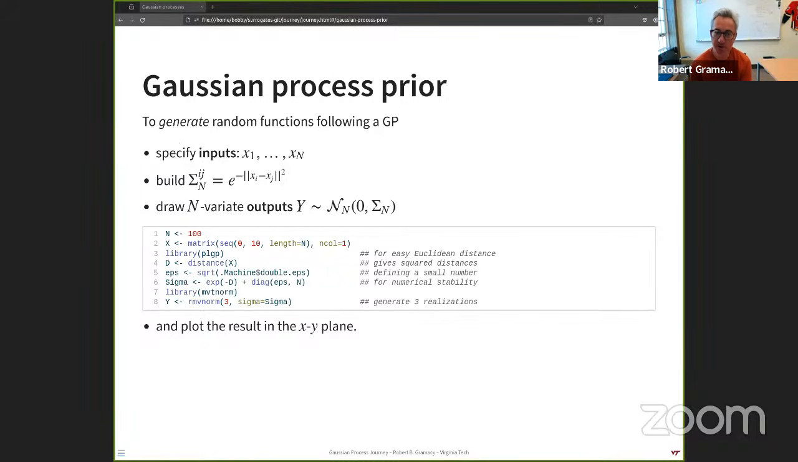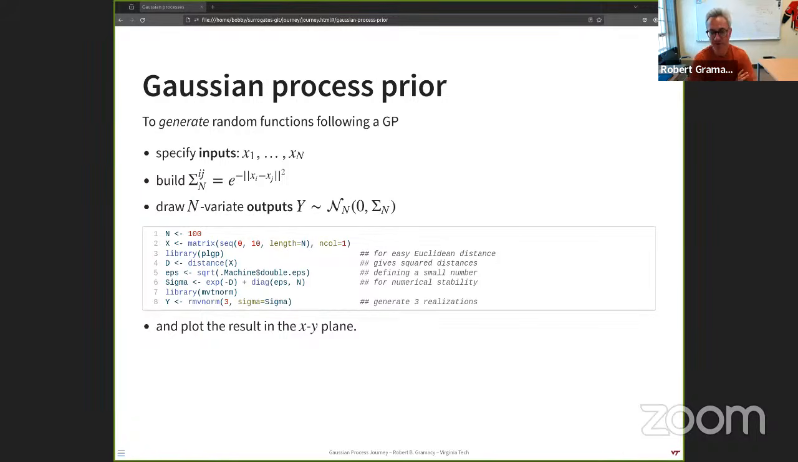And then I'm going to build a covariance matrix in terms of the pairwise distances in those inputs. So my covariance matrix is e to the minus Euclidean distance squared between all pairs of the x's in my input set. And that covariance matrix will go in as the covariance matrix input to a multivariate random Gaussian number generator with a mean of 0. And I can draw any number of y's that I want from that multivariate distribution.